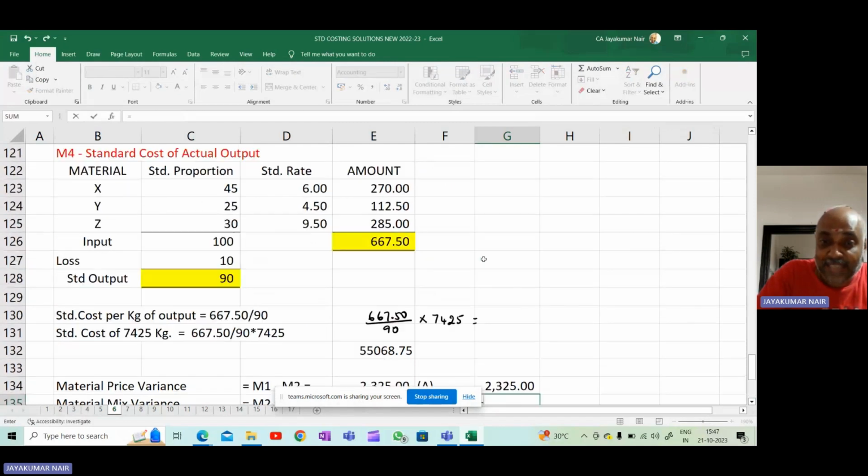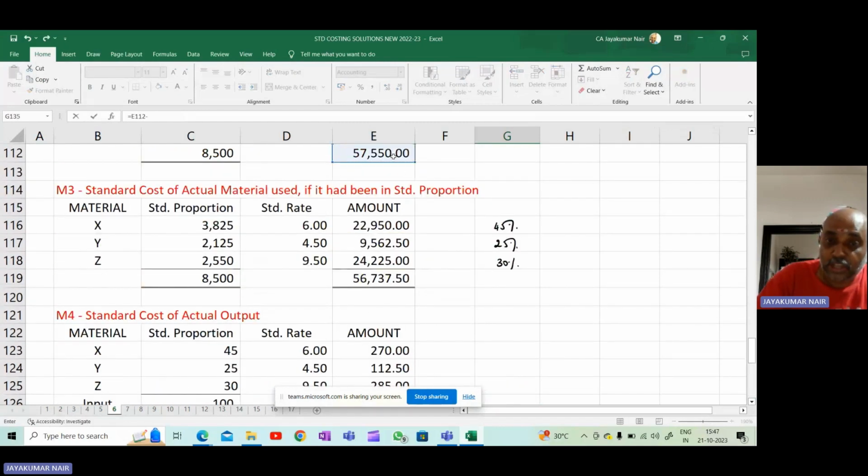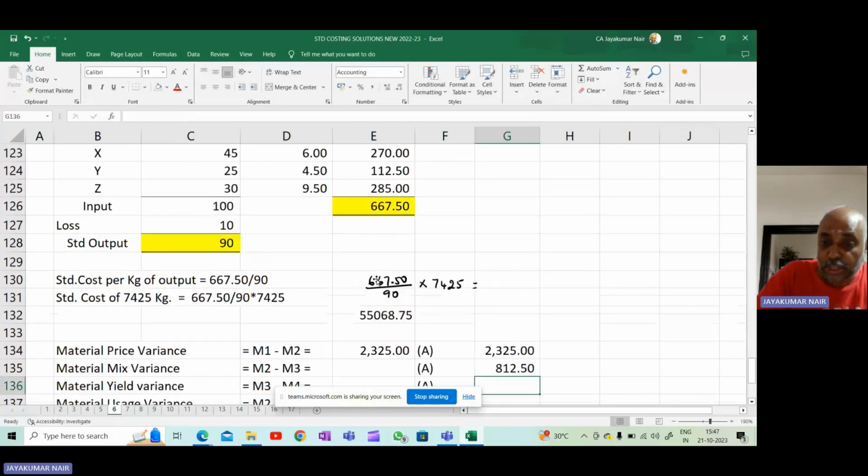So the second one is M2 minus M3. So M2 minus M3, you get 81,250.